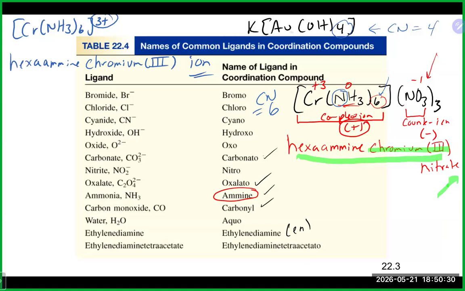The one up here would be the tetrahydroxoaurate 3 ion. And again, if you just need to name the complex ion by itself, there is no counter ion. You follow the same rules. You just put ion at the end of it.